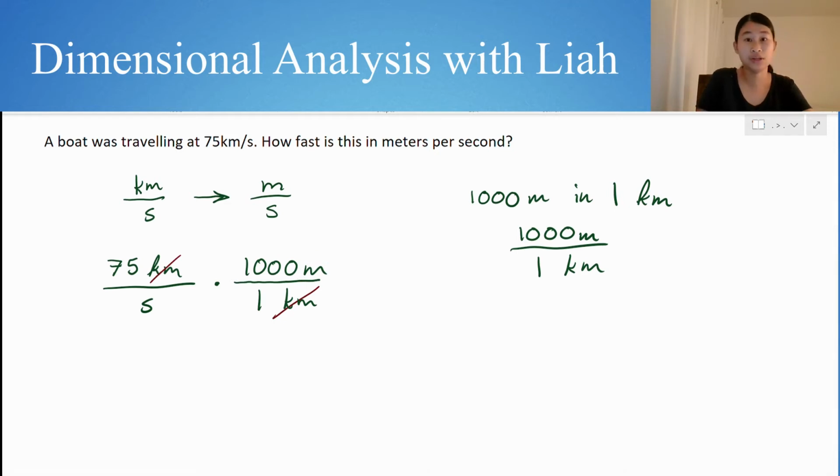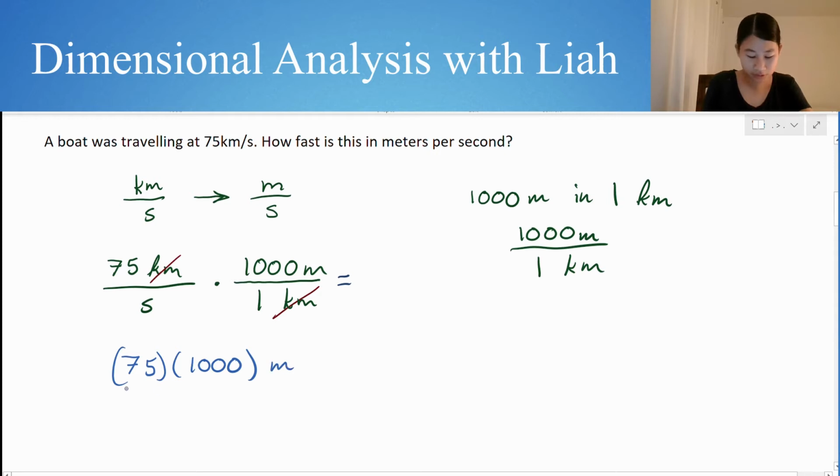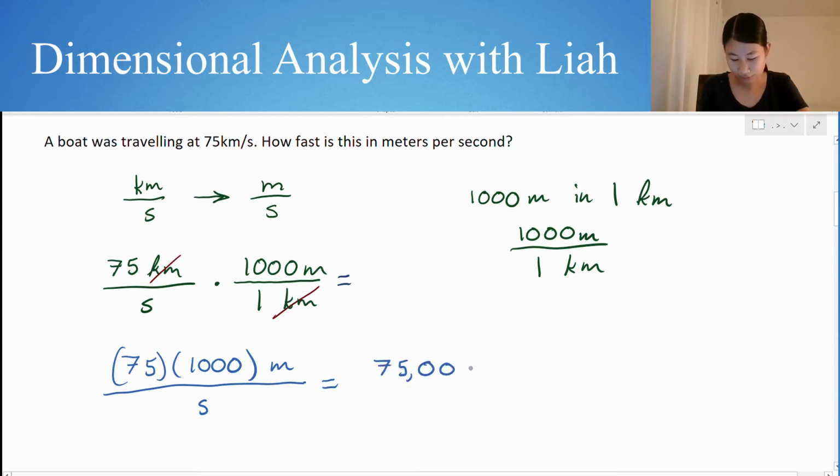Now that we have the units that we want, we can do the math. Right, so this is going to be 75 times 1,000. We have meters on top, and then this is going to be divided by just 1. So this is just 1 second times 1. 1 times 1 is 1. And if we do this, we come out with 75,000 meters per second.